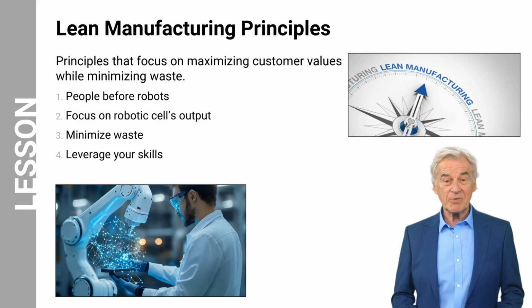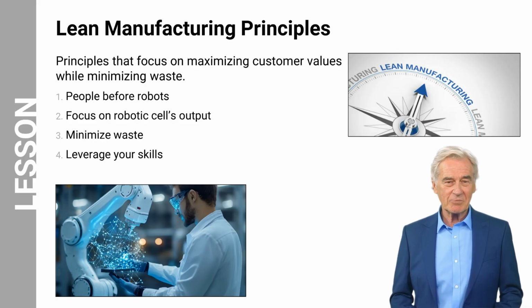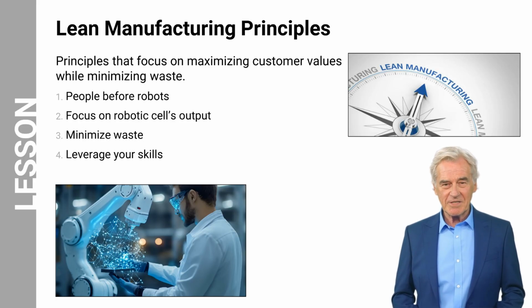Let us now look at lean manufacturing principles that guide companies through the entire robotic cell deployment cycle from design to operations. The four principles that we will discuss in this lesson are people before robots, focus on robotic cell's output, minimize waste, and leverage your skills. Let's discuss them in more detail.